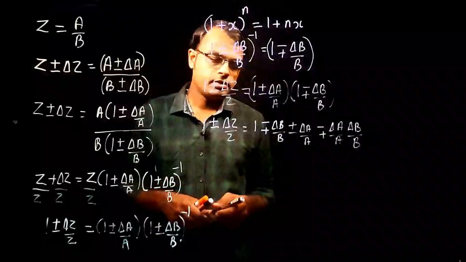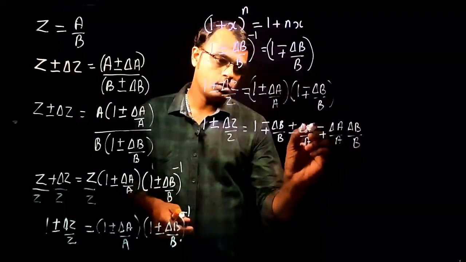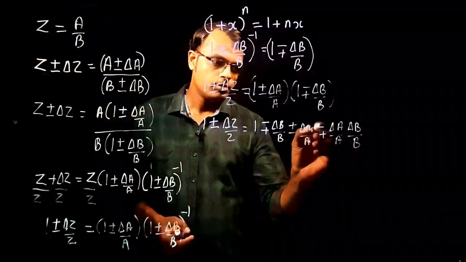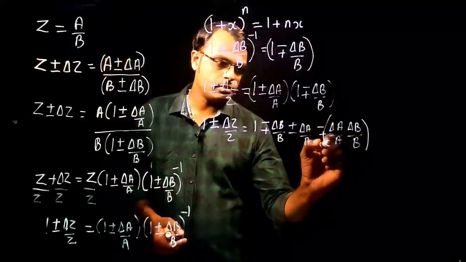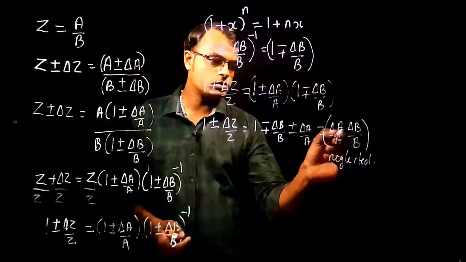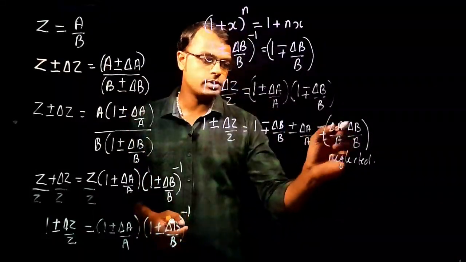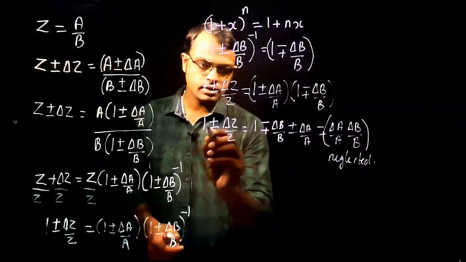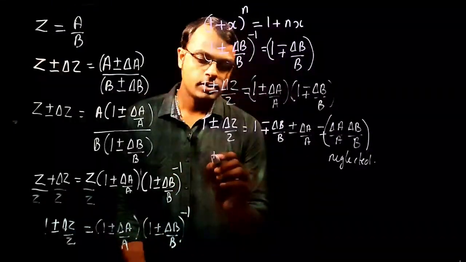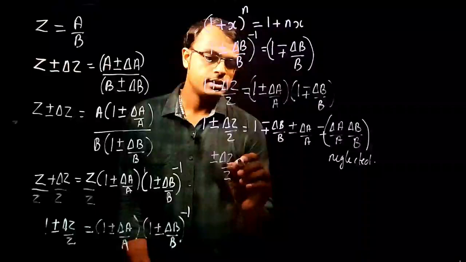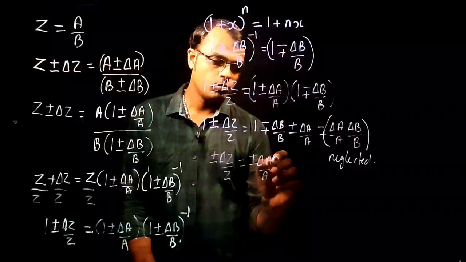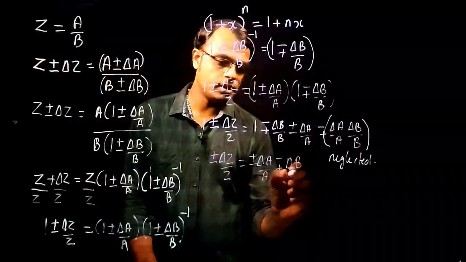So here we can write minus or plus, or plus or minus; there is no problem, because this term can be neglected. If you multiply these two small values, the result becomes too small, so this term can be neglected. Here is 1 and here is also 1; if you take it to one side, the 1 will cancel. So what is the final equation? ± Δz/z = ± Δa/a ∓ Δb/b.